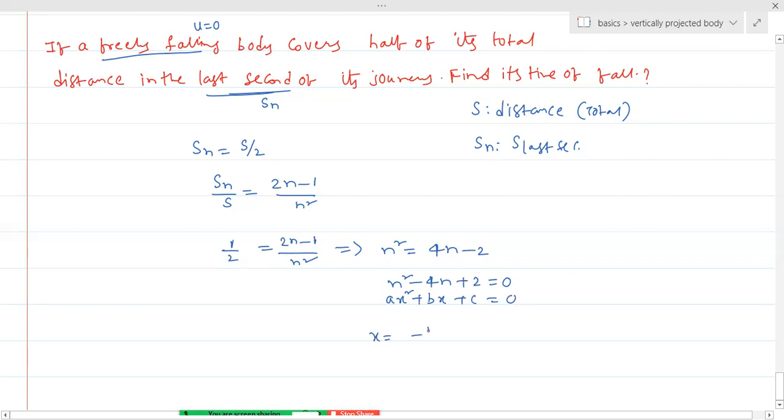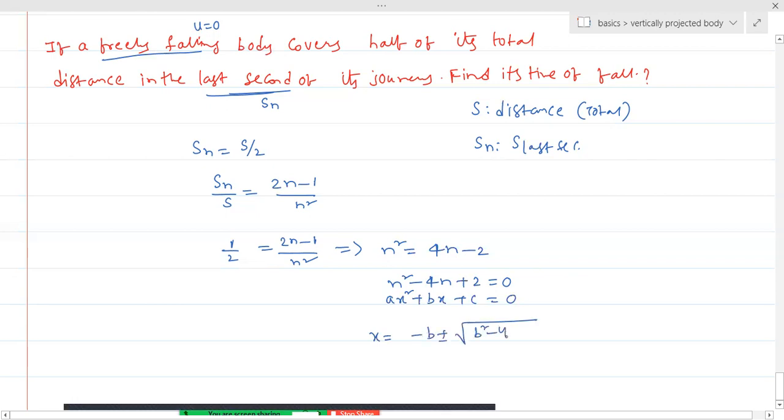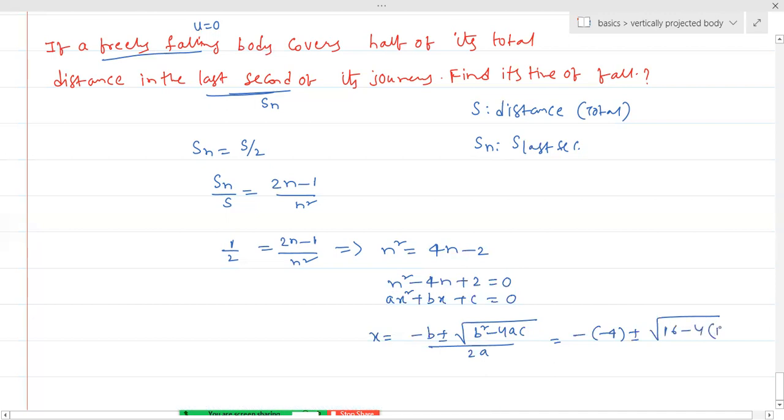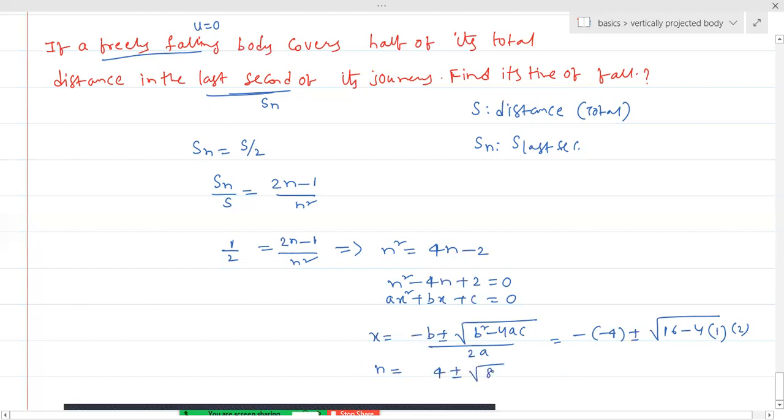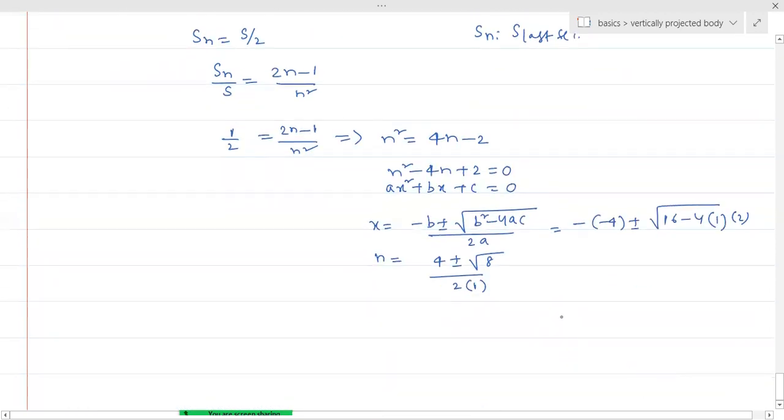Therefore x is equivalent to minus b plus or minus root over b square minus 4ac, by 2a. Minus b means minus of minus 4, plus or minus root of b square, which is 16, minus 4 into a, which we take as 1, and c is nothing but 2. Here x is nothing but the value of n. Minus into minus means 4, plus or minus root of 16 minus 8, that is root 8, by 2 into a, which is 1. Finally we have 4 plus or minus root 8 by 2. Expanding root 8 as 2 root 2, and dividing by 2, finally we have 2 plus or minus root 2.